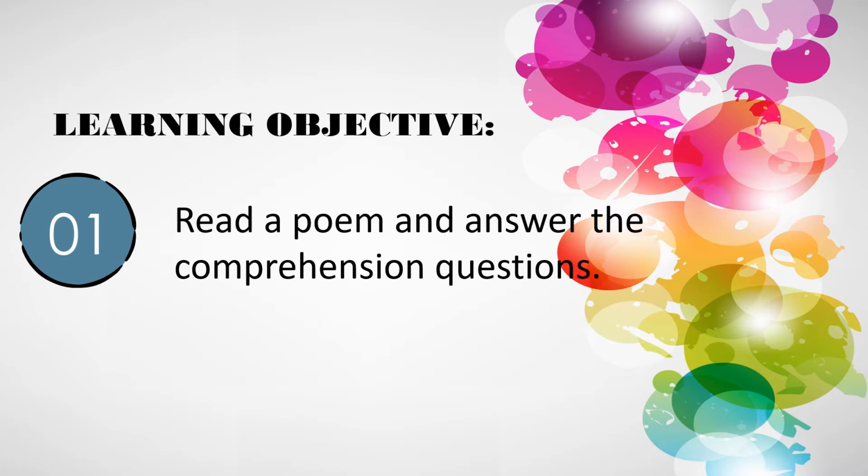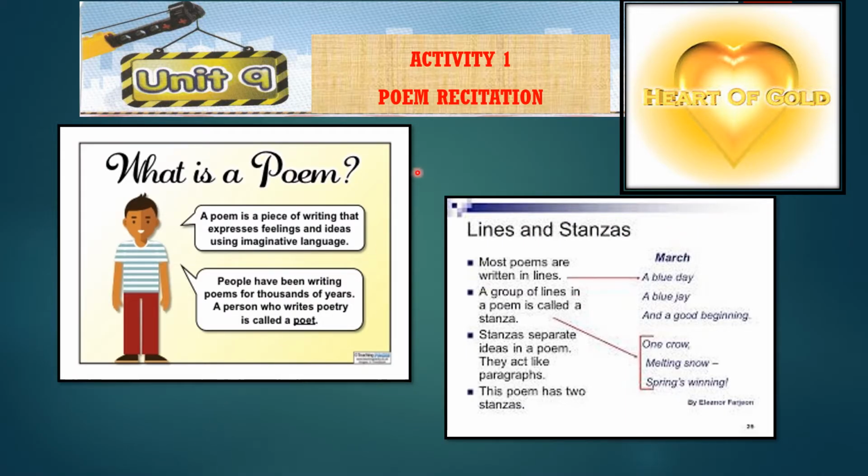Before we start, let's look at the learning objective for today. By the end of the lesson, you need to read a poem and answer the comprehension questions. Okay, now let's do activity 1, poem recitation. Before that, let's look at the meaning of a poem.